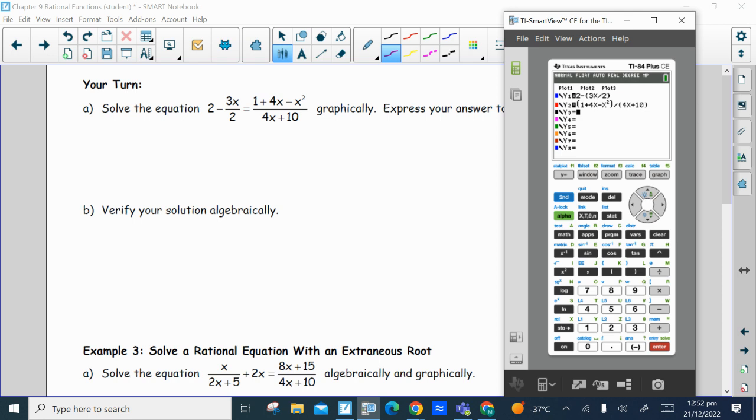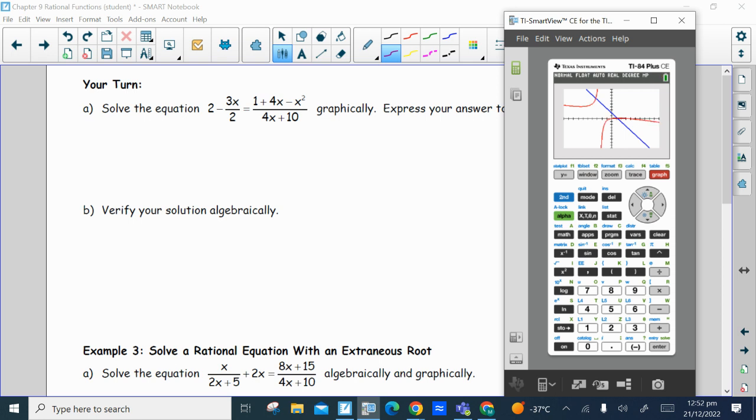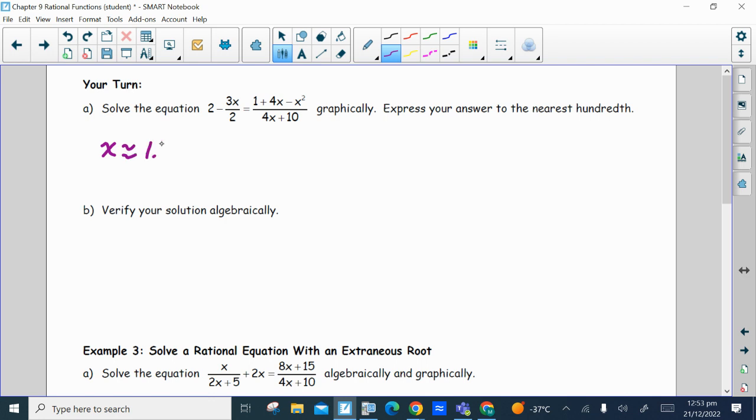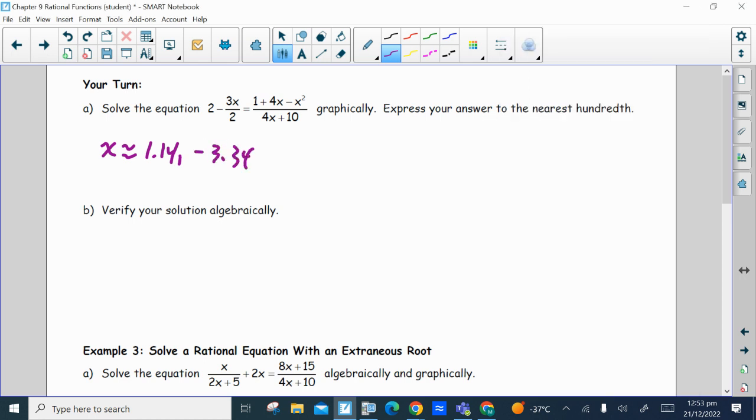Just checking one more time to make sure I got everything right. Yep. So it appears there are 2 points of intersection. Second function trace, number 5 for intersect. Enter, enter, enter. It gives me 1.14 if I round that one off. And the second one, enter, enter. I'll put my guess at, let's say, -5. And it's actually -3.34, rounded to 2 decimals, to the nearest hundredth.